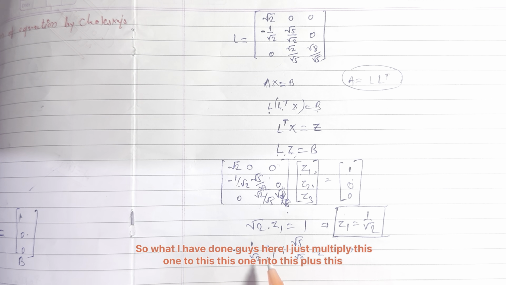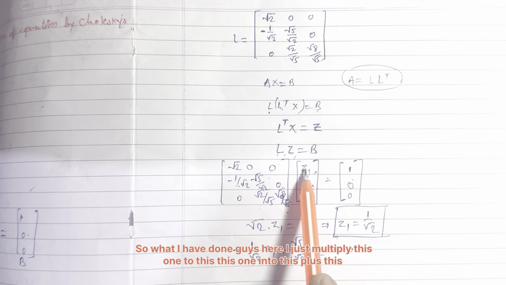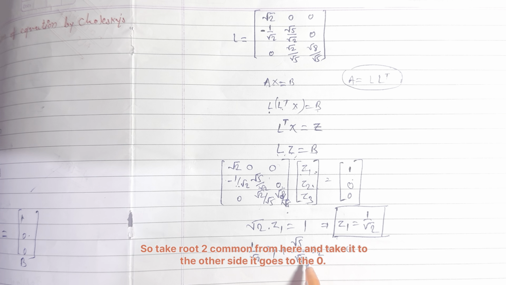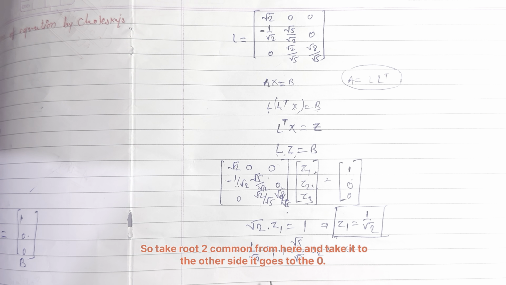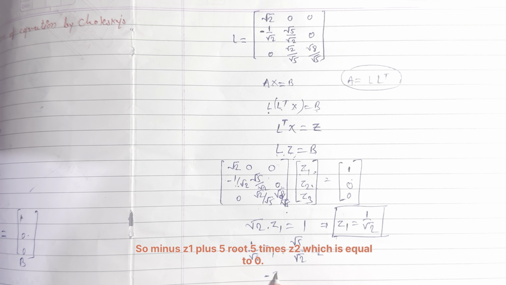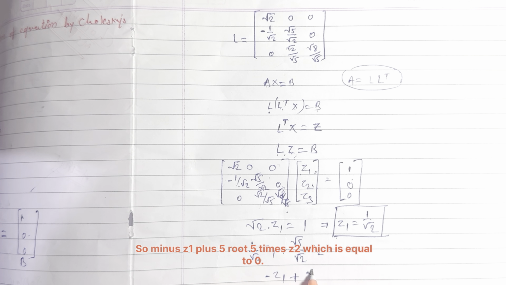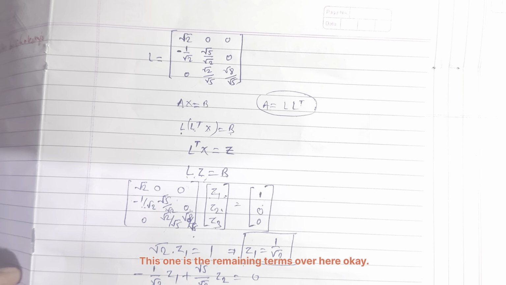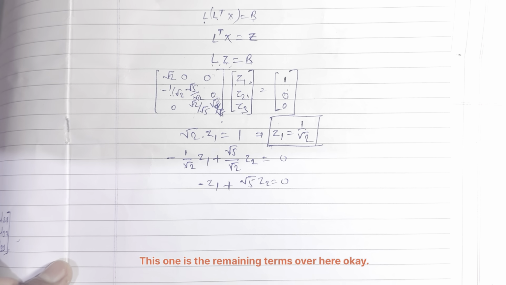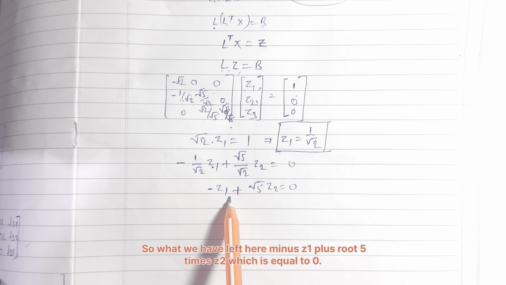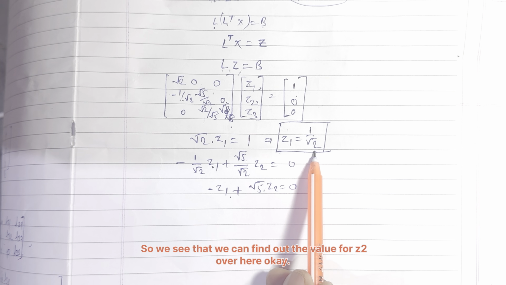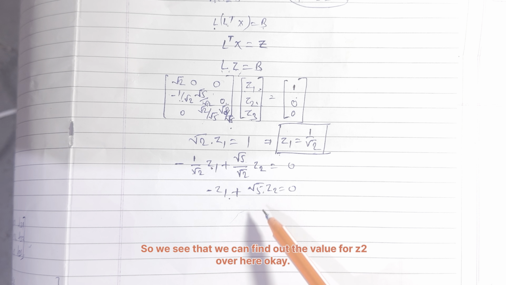So what I have done here is multiply this one by this one, plus this one into this one, which is equal to 0. Take root 2 common from here and take it to the other side, it goes to 0. So minus Z1 plus root 5 times Z2 is equal to 0. We have the value for Z1, so we can easily find the value for Z2.